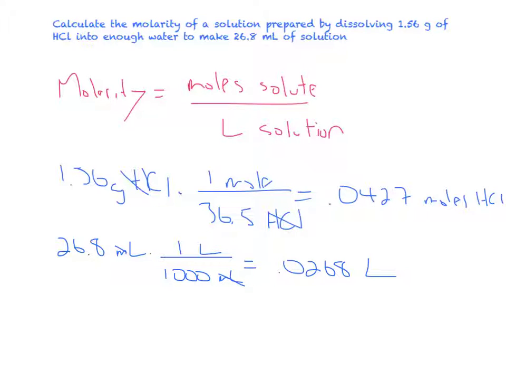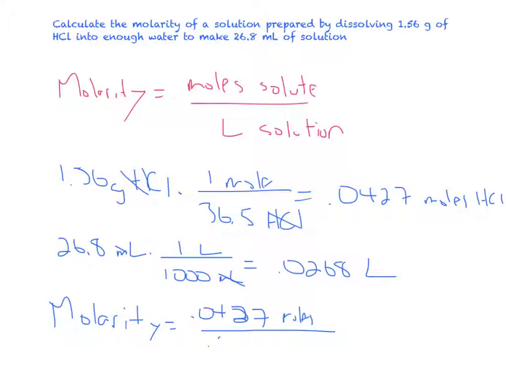So now our final step is to calculate the molarity. We take our 0.0427 moles divided by our volume in liters, which is 0.0268 liters. And we get a molarity of 1.59 molar HCl solution. Okay, so that's a sample molarity calculation.